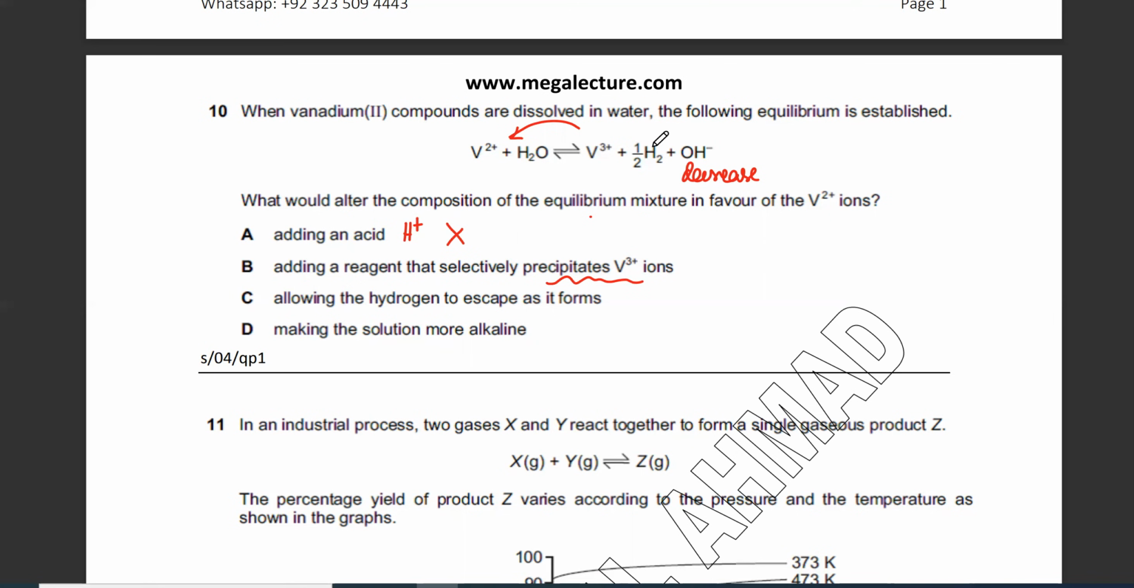If you remove H2, where would the equilibrium shift? It would do the opposite. It's going to try and make more H2, so it's going to go in the forward direction.